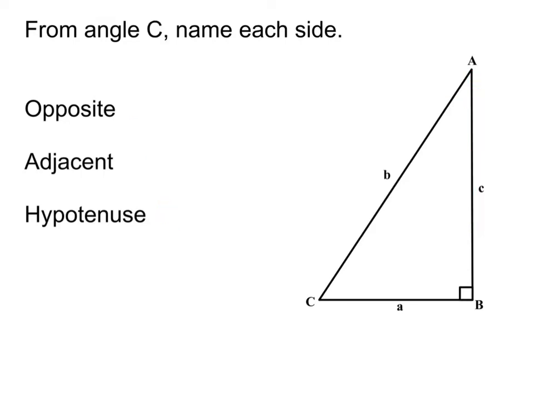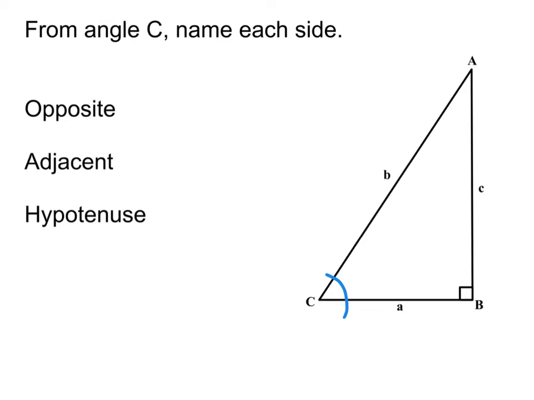Let's go ahead and do another one. Now notice, this is the exact same drawing that I gave you last time. The only thing that is different between this problem and the last one is that here I'm saying from angle C. So the first thing I'm going to do is mark that so I can see it. That way I don't have to keep trying to remember from angle C. I can see it just by looking at it.